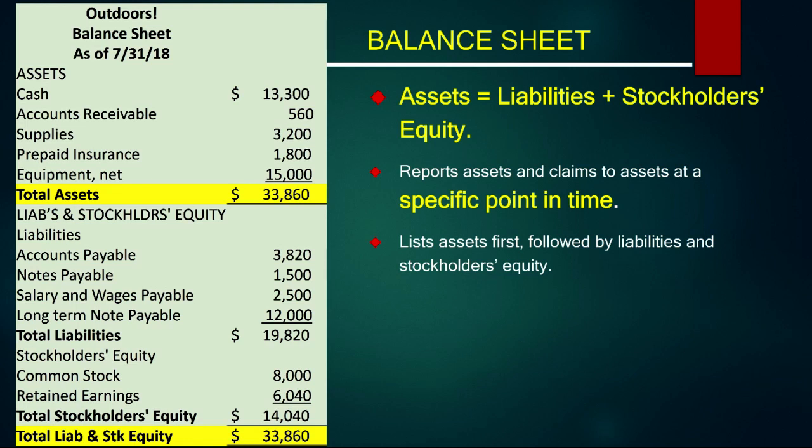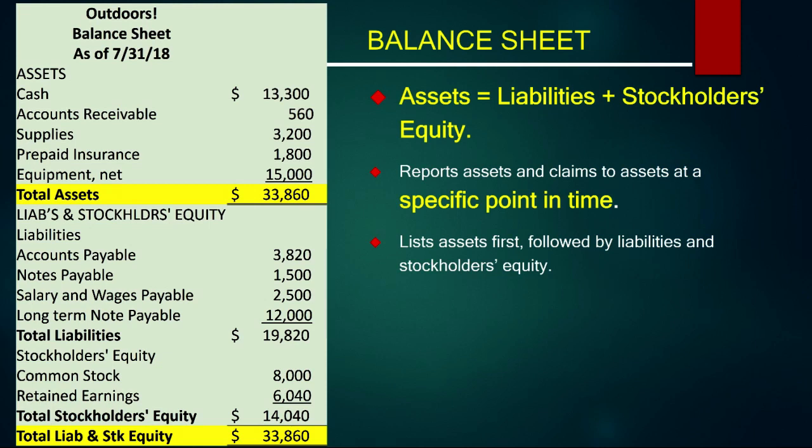This brings us to the accounting equation. Assets equals liabilities plus stockholders' equity. Note that total assets in my example for Outdoors Company is $33,860. Total liabilities plus stockholders' equity is equal to the same amount, $33,860. Please note this is not a coincidence. This is why we call it the balance sheet, because the assets balance with a total of liabilities and stockholders' equity.